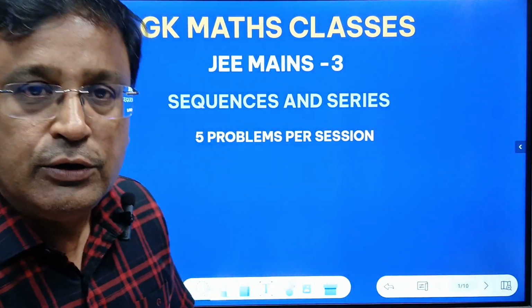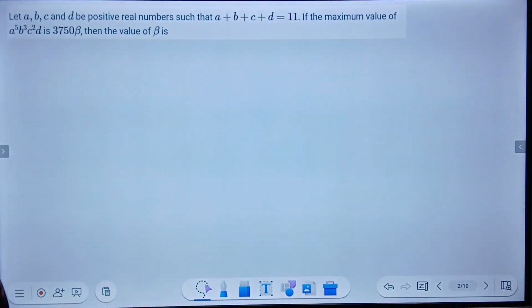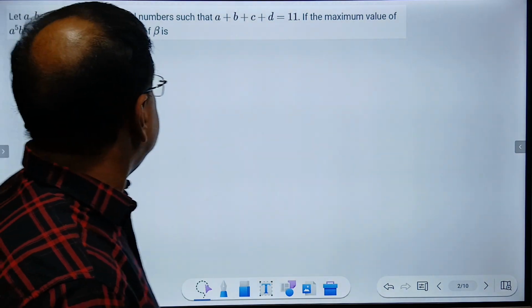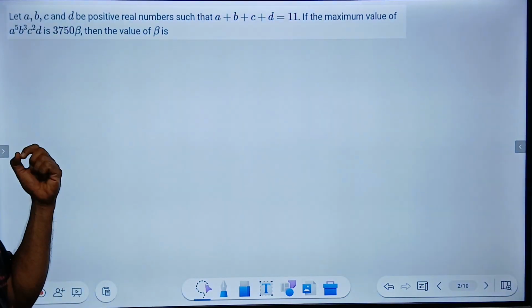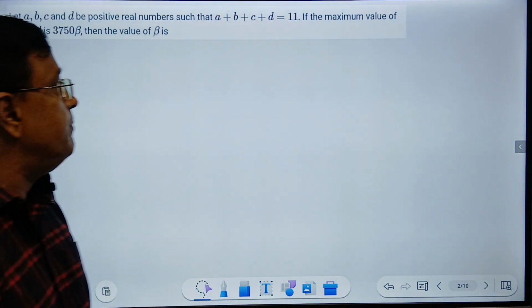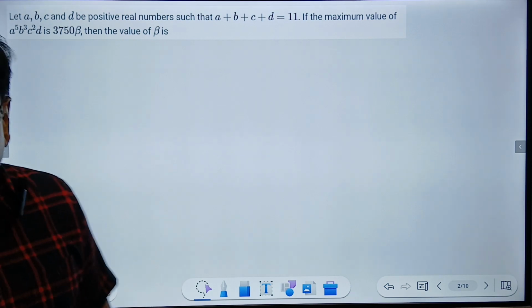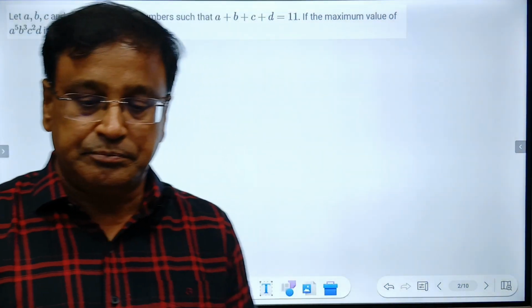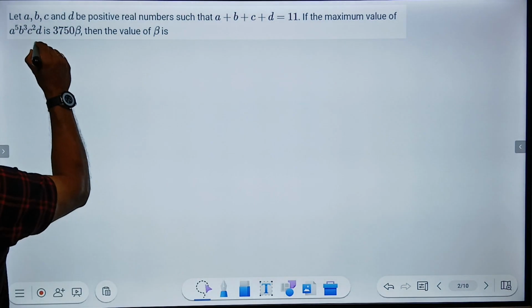So straight away let's go into that problem. The first problem is here. Very nice question. Let A, B, C, D be positive real numbers such that A plus B plus C plus D is 11. If the maximum value of A power 5 B cube C square D is 3750 beta, I want to find the value of beta. So what I am going to do, first of all, let's write what is given.